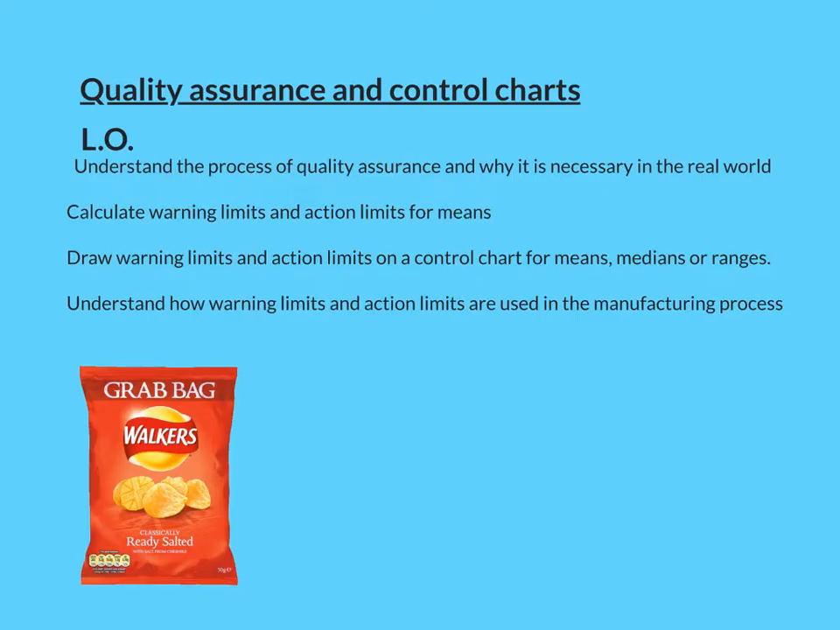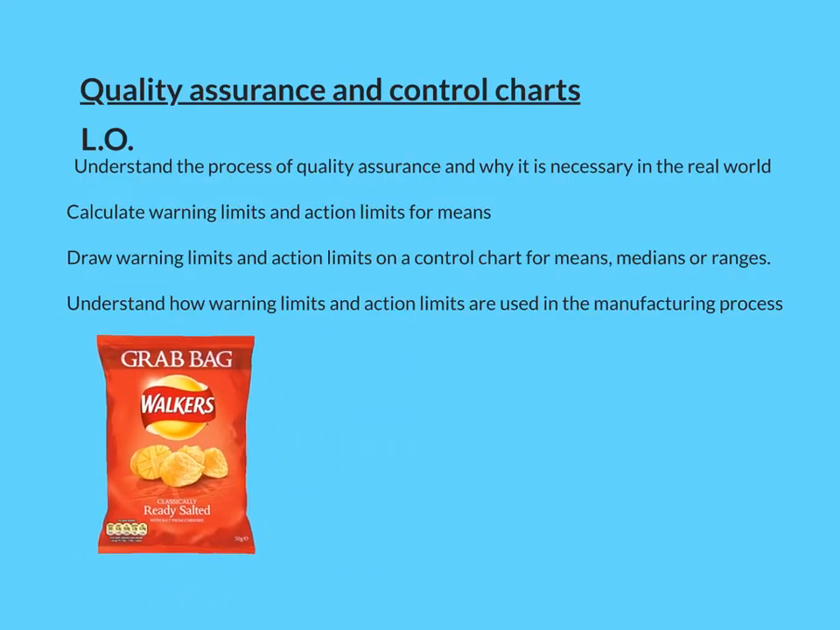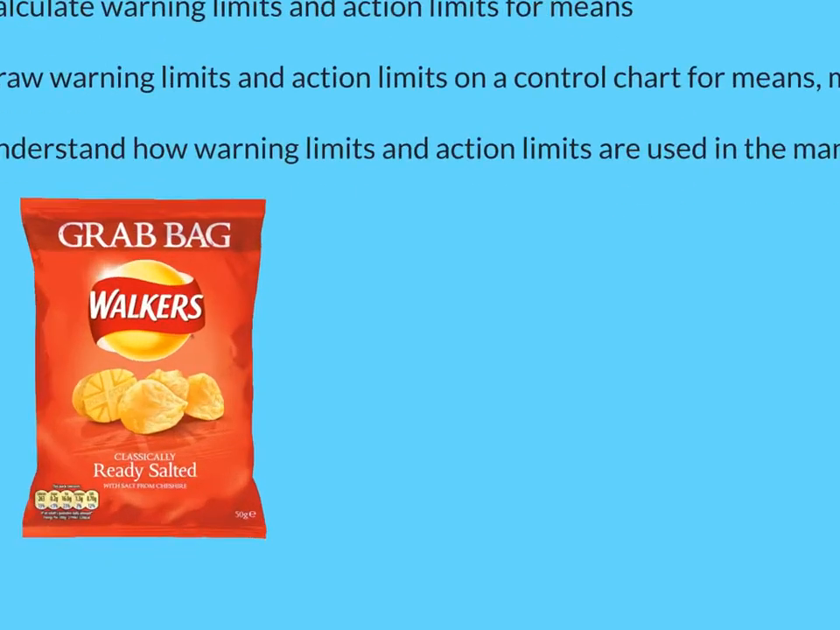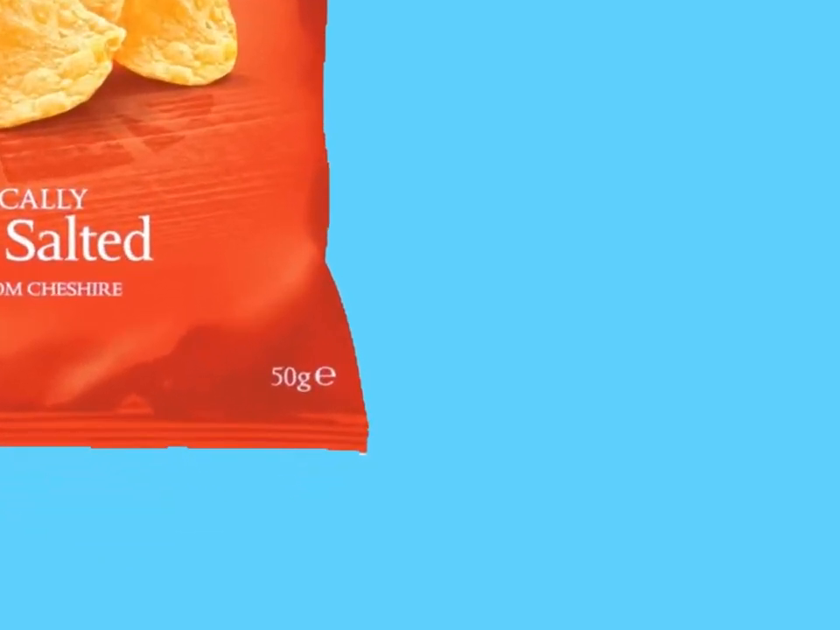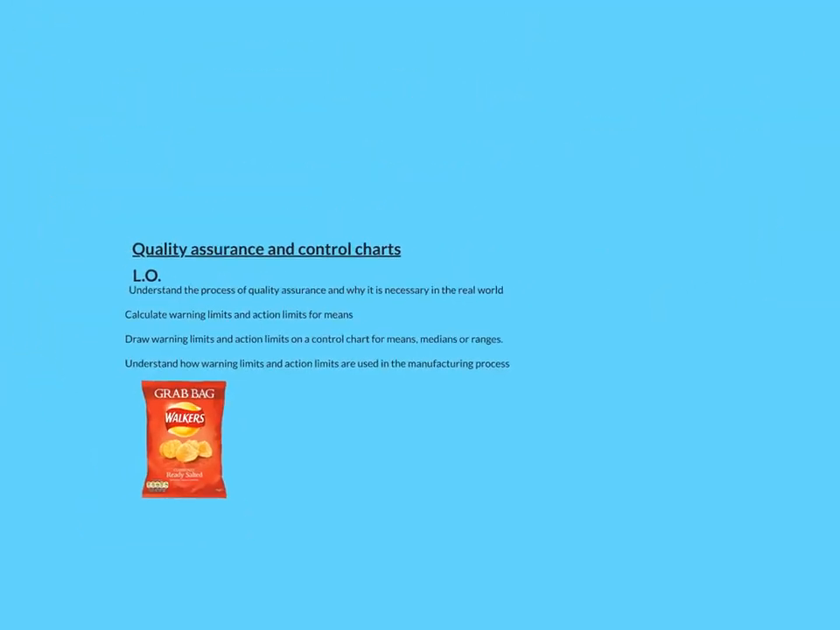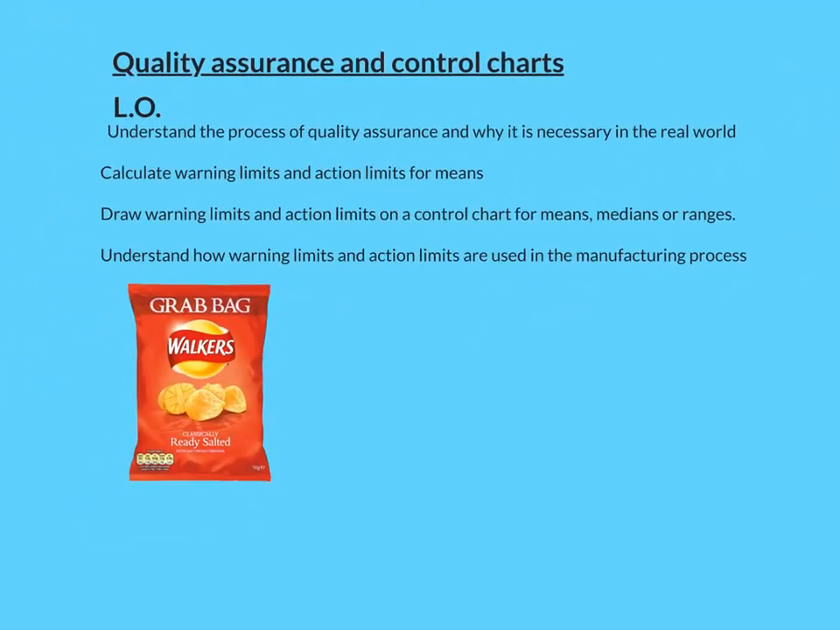So let's say you go down to your shop and you buy a packet of crisps. Now, if you look at the packet of crisps, it says that it weighs 50 grams. But in reality, not every single bag of crisps will weigh exactly 50 grams. This is what's called the target value. And that means manufacturers want the weight as close as possible to this.